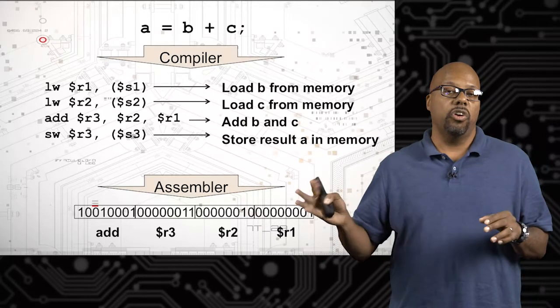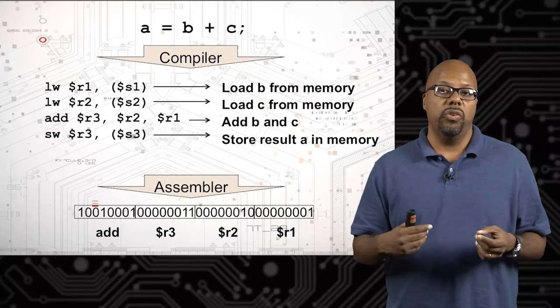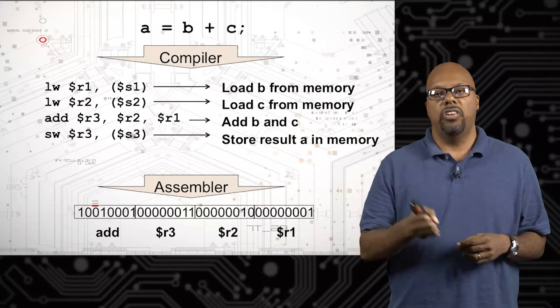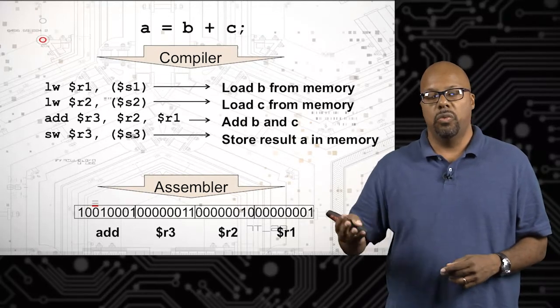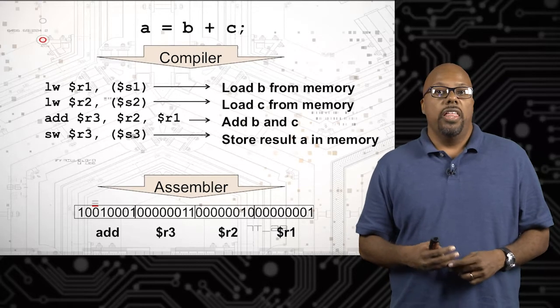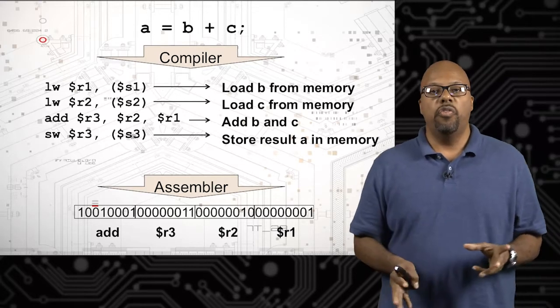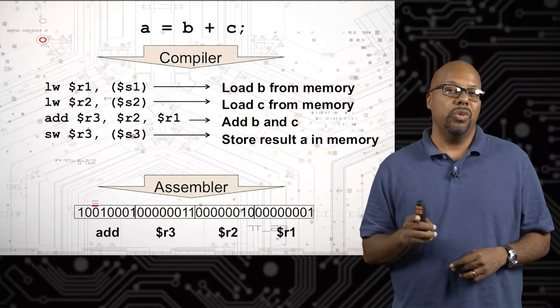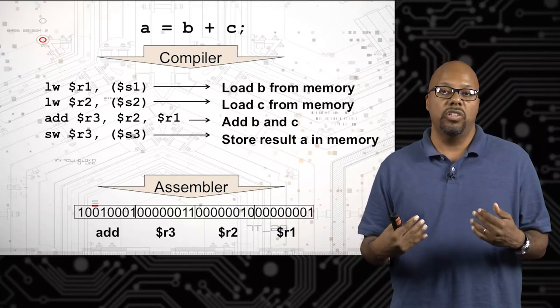Then the add takes R1 and R2, adds them, puts the result in R3, and then that last instruction, SW, store word, takes what's in R3 and puts it back into memory, wherever you want A to go. So that one high-level instruction breaks down to 4 simpler assembly-level instructions. And then the assembler takes each one of those 4 instructions and converts it into a sequence of zeros and ones.